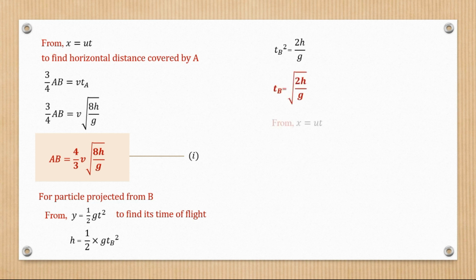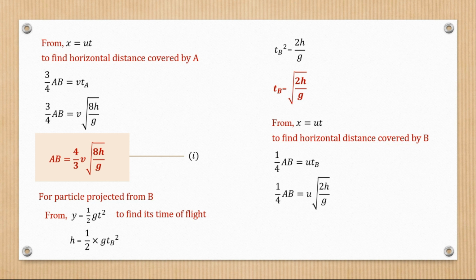Now from x = ut, to find the horizontal distance covered by B, we have 1/4 AB = u t_B. So now we have 1/4 AB = u times root of 2h over g. Remember that its initial velocity here was represented by u, and that's why we keep it that way, and t_B was equal to root of 2h over g. Now we make AB the subject again, and we have AB = 4u times root of 2h over g.